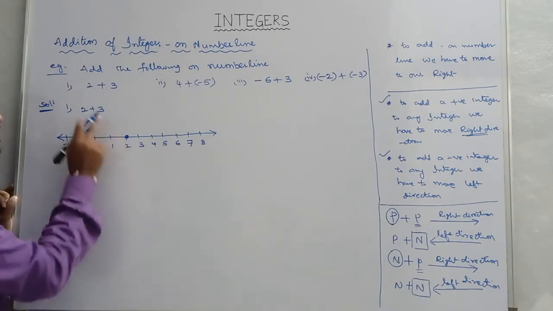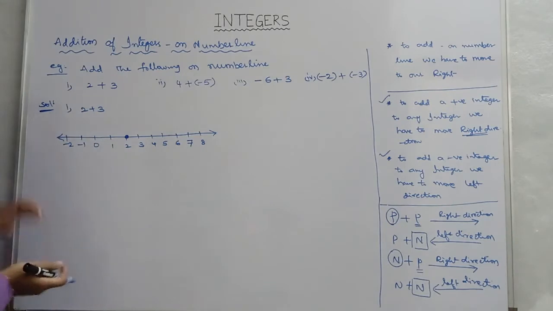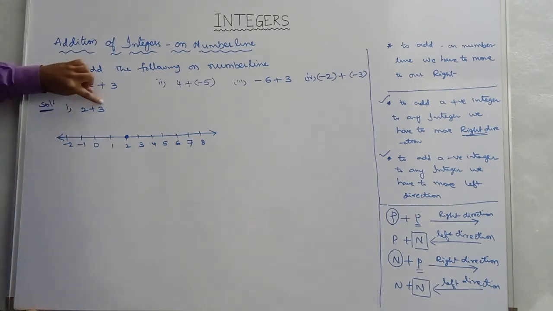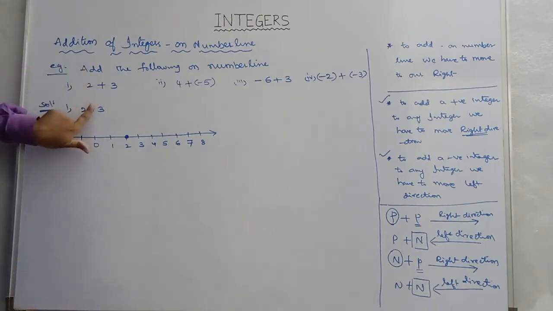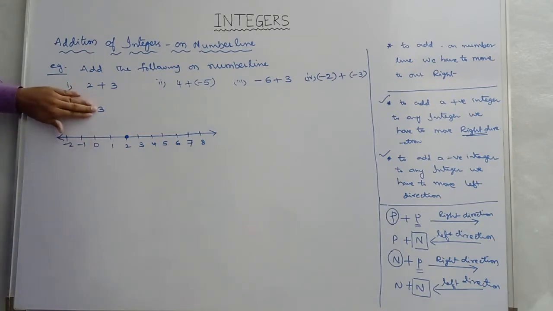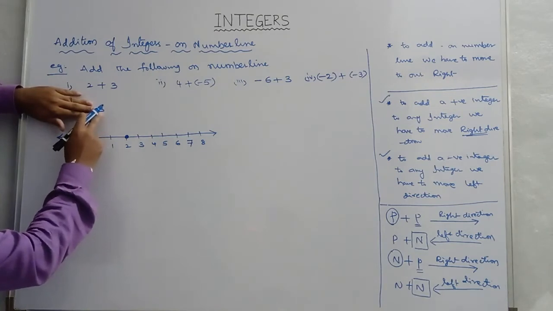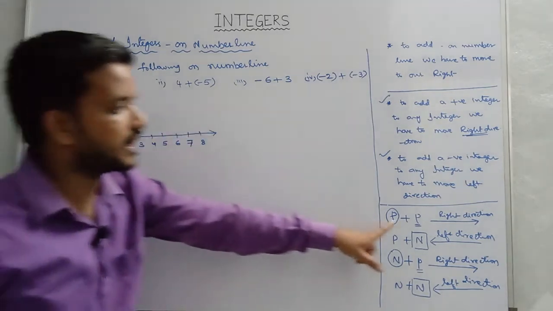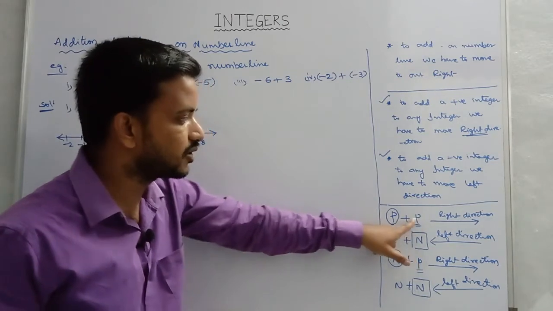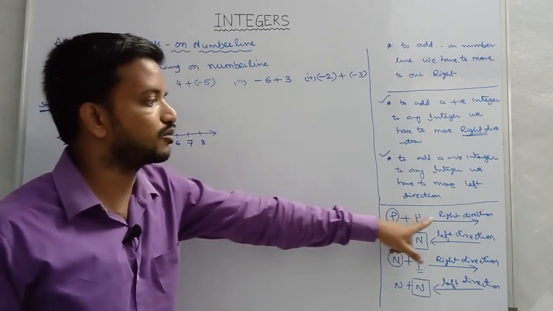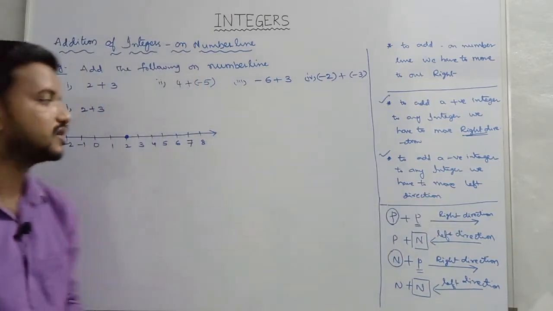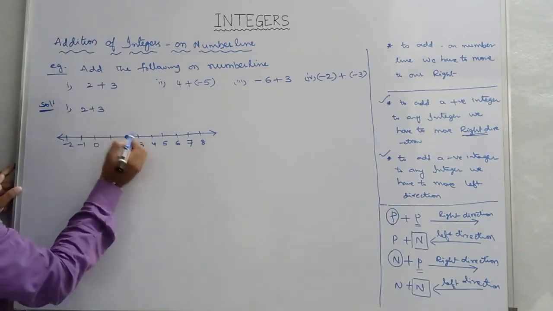Now the second integer is positive. See, don't consider this plus symbol for 3. Actually this plus indicates addition. Okay, so this plus is meant for addition. Now before 3 you don't have any symbol, which means it is a positive. So when you are adding a positive integer to any integer, we have to move which direction? Right direction. So here also we have to move right direction.